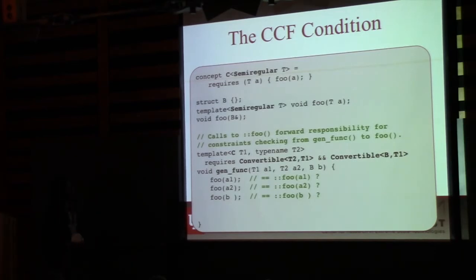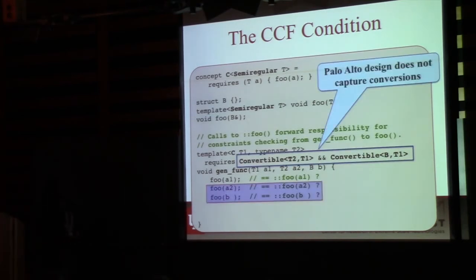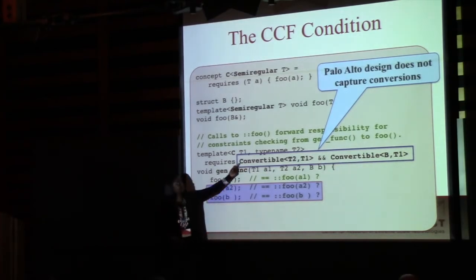So we have cases like this, and in the pre-Frankfurt proposal, these will both be bound to the foo in the concept, as one would expect. But using the Palo Alto proposal, it's tricky, because even though the Palo Alto proposal defines the convertible concept, it doesn't allow the compiler to explicitly capture that convertibility. So at this point, the compiler doesn't know that the foo in the concept is actually viable for this call, because there is no explicit conversion operator that is injected by this convertible concept.